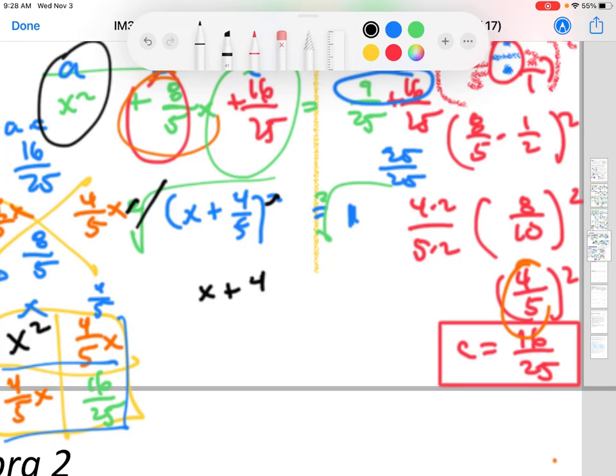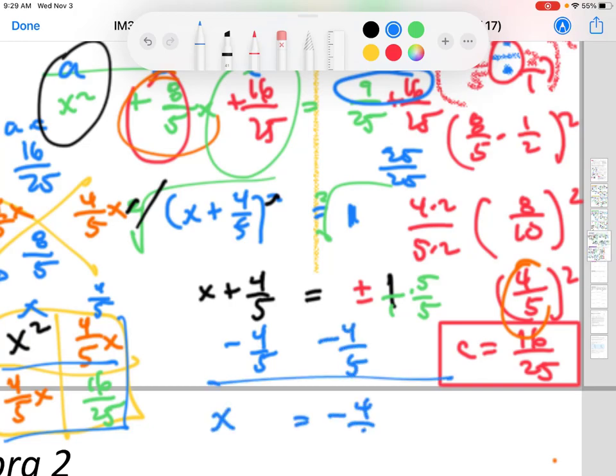Okay, so square root. Gone. X plus 4/5 equals. Hopefully you've been appreciating changing that color. And then 1. You can predict ahead that this one's going to become 5/5. Can you see it? Think ahead.